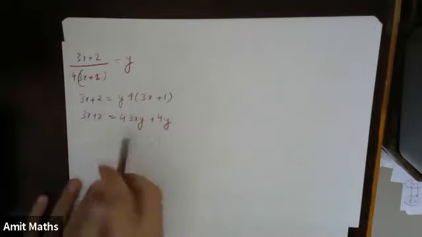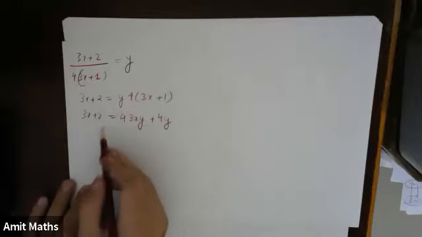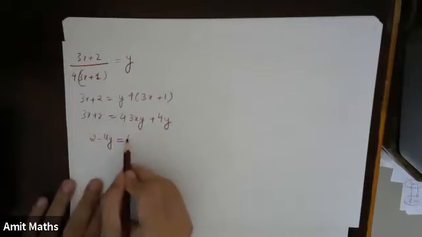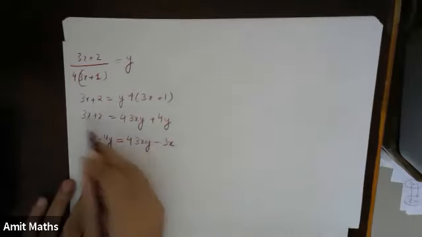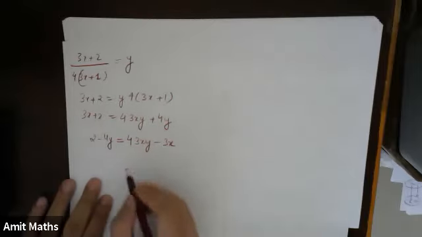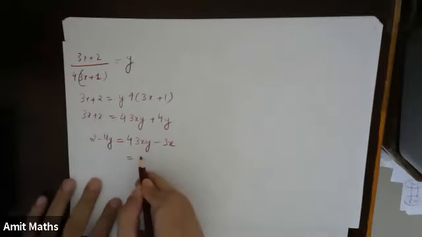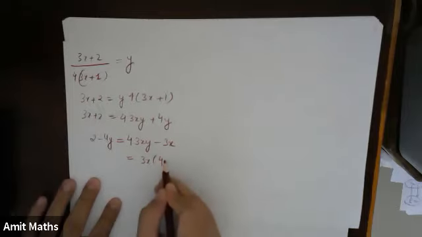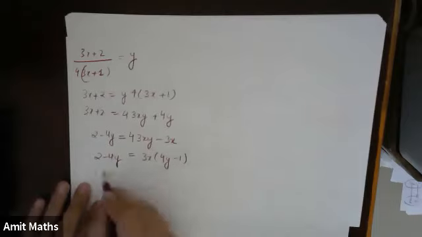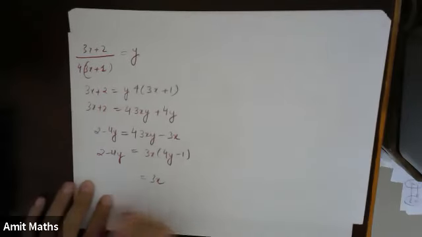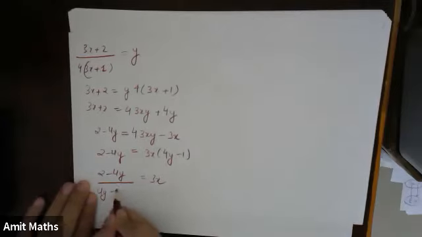So I will bring this side and this side. So this becomes 2 minus 4y is equal to 4 into 3xy minus 3x. I'm bringing this on this side and 4 on that side. So this becomes 3x into 4y minus 1 is equal to 2 minus 4y. I will bring this down. So this is 3x is equal to 2 minus 4y upon 4y minus 1.